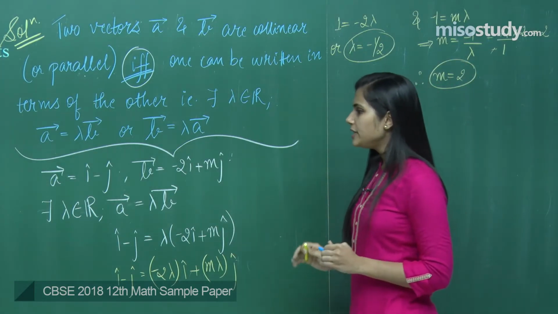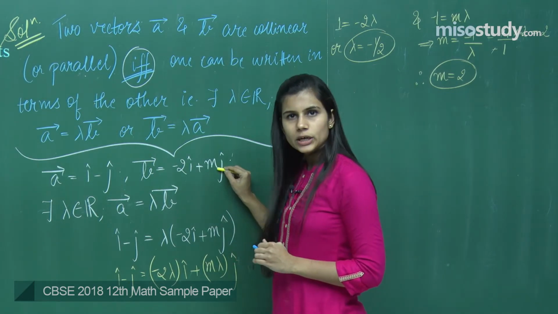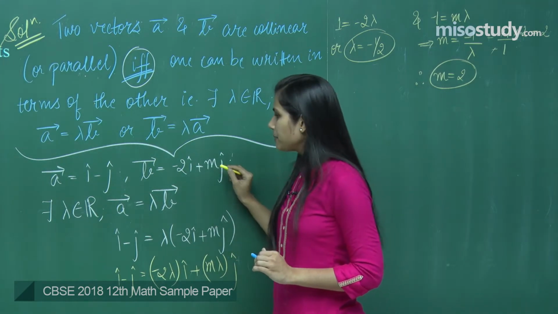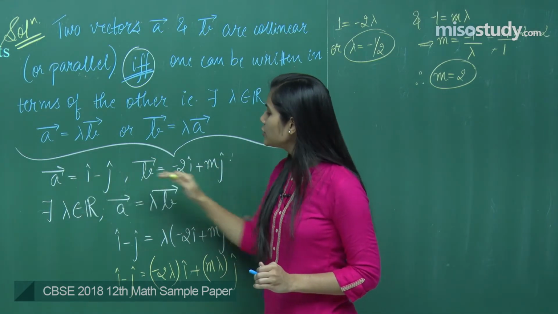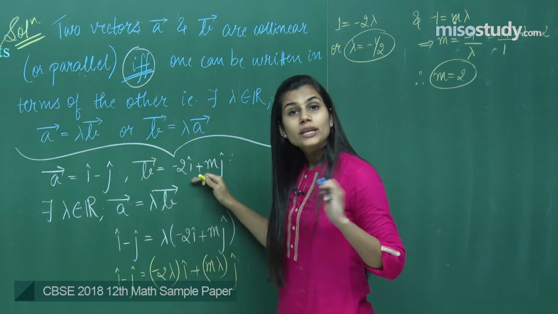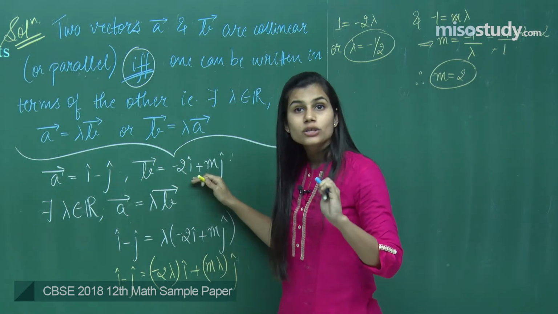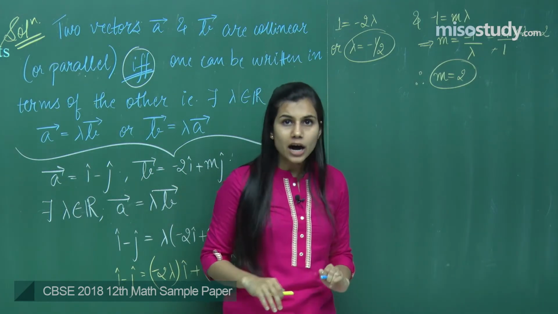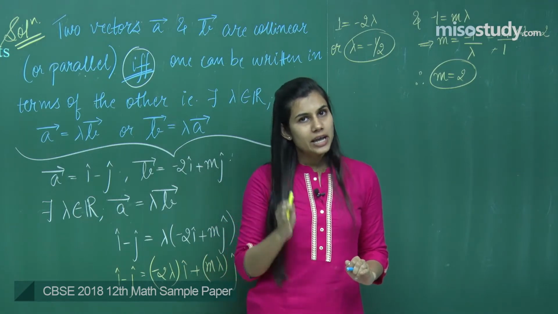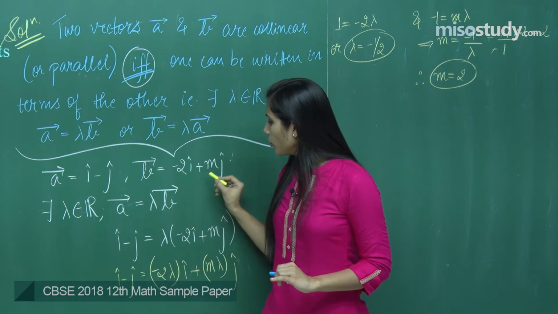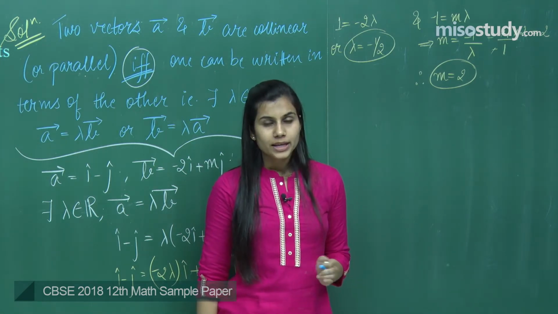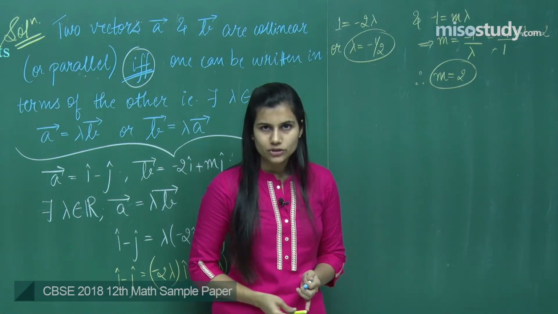That means if this m is incorporated over here, which means if this is 2, that means if your B vector is -2 i cap plus 2 j cap, then these two vectors are collinear or parallel vectors, because lambda equal to -1/2 exists, such that A vector can be written as -1/2 times B vector with this m replaced by 2. That is what is being delivered by this question.